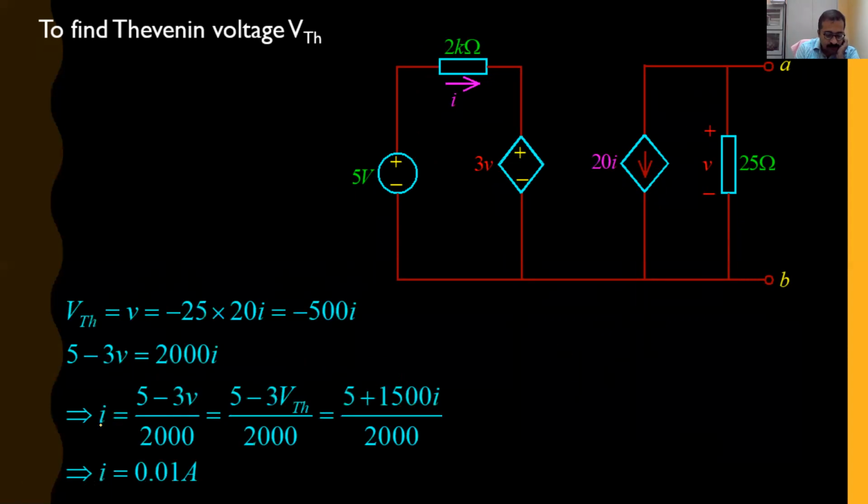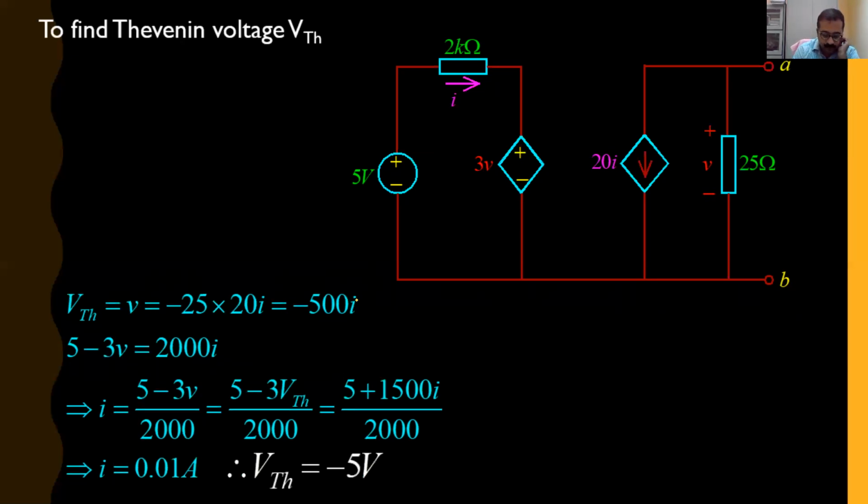Right? From this you will get I as 5 minus 3V divided by 2000. But what is V? V is nothing but minus 500I. Just substitute that here and solve for I. You will get your I as 0.01 ampere. Okay, so what will be your Thevenin voltage? It will be nothing but minus 5 volt. Okay, VTH is nothing but minus 5 volt.